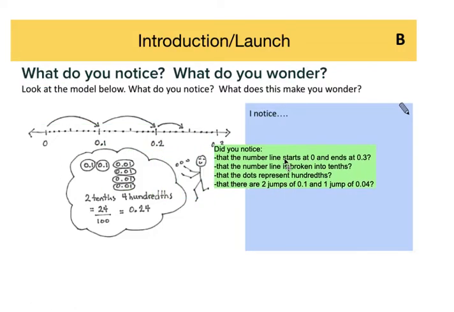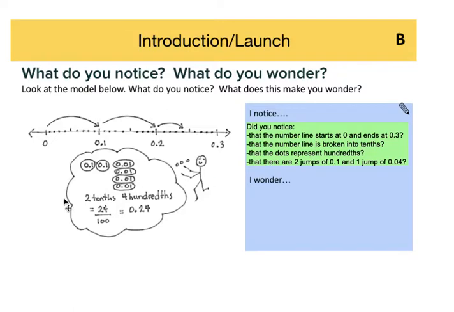All right, so what did you notice? Did you notice that the number line starts at 0 and ends at 3/10? Did you notice that the number line is broken up into tenths? Did you notice that the dots represent hundredths? Did you notice that there are 2 jumps of a tenth and 1 jump of 4 hundredths?